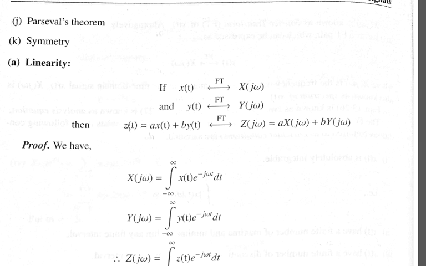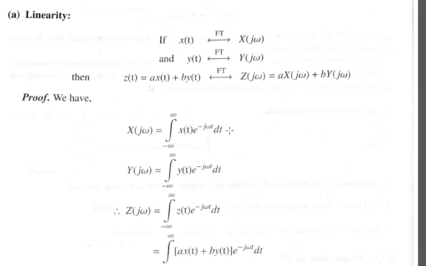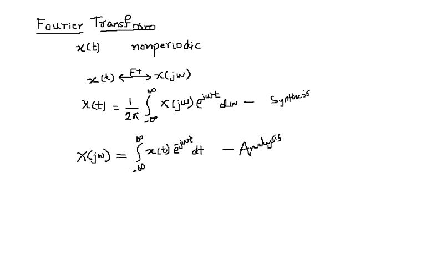And let's take z of t as the weighted sum of the input, a times x of t plus b times y of t, the other input, and its transform should be equal to the weighted value times the Fourier representation plus the weighted value times the other signal's Fourier representation. So let's write X of j omega using our analysis equation, and even for Y of j omega we'll write these equations.